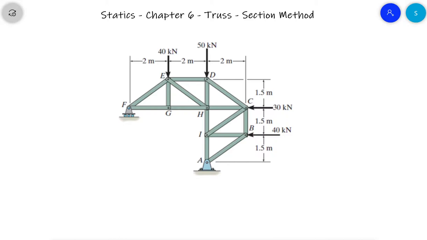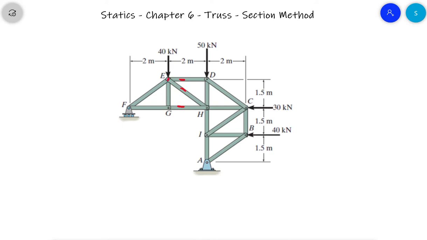This is Statics Chapter 6, the method of sections to find the forces in members in a truss in two dimensions. In your book, you have the explanation to find ED, EH, and GH. I will not do it here. You have the steps, and it's really similar to what we did before.